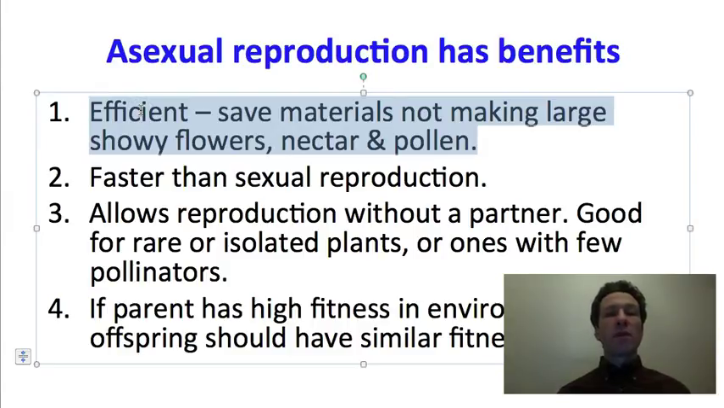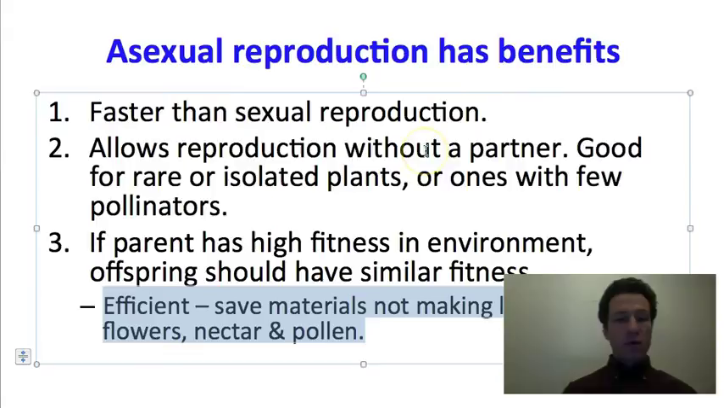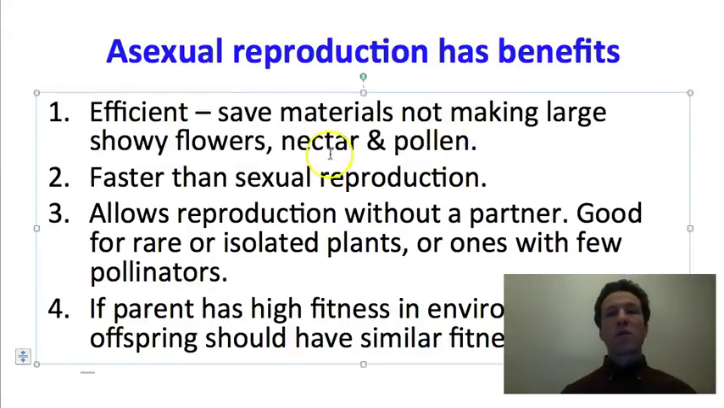If you reproduce asexually, then the plant does not need to use materials to make large showy flowers, because there's no need to attract pollinators. There's no need to make nectar or pollen to attract pollinators. And so this is a savings of resources that can be used to instead make more offspring.